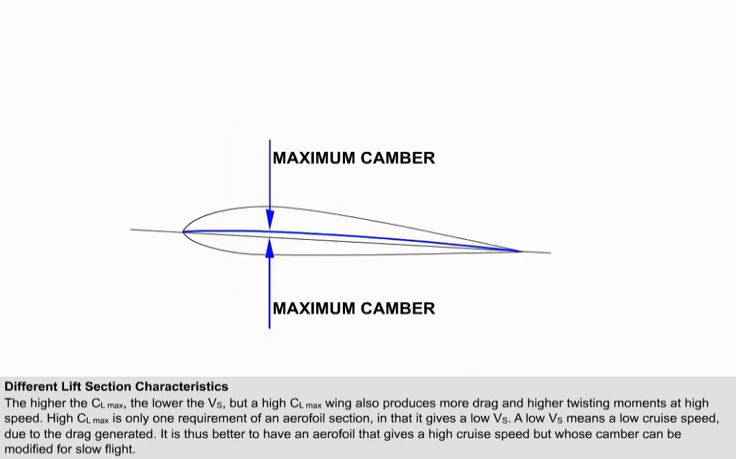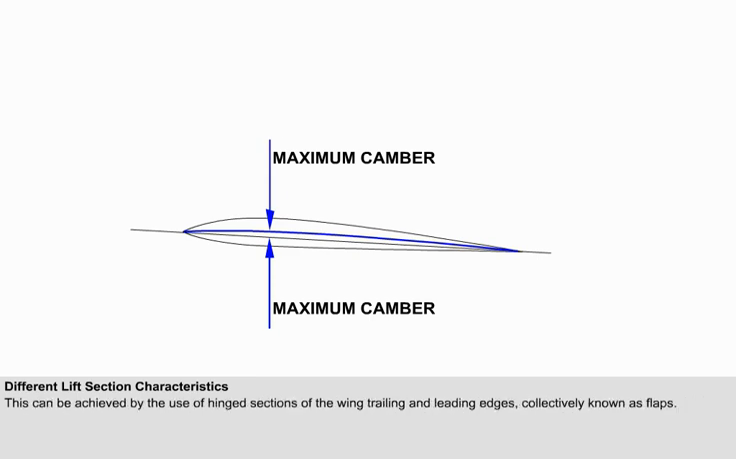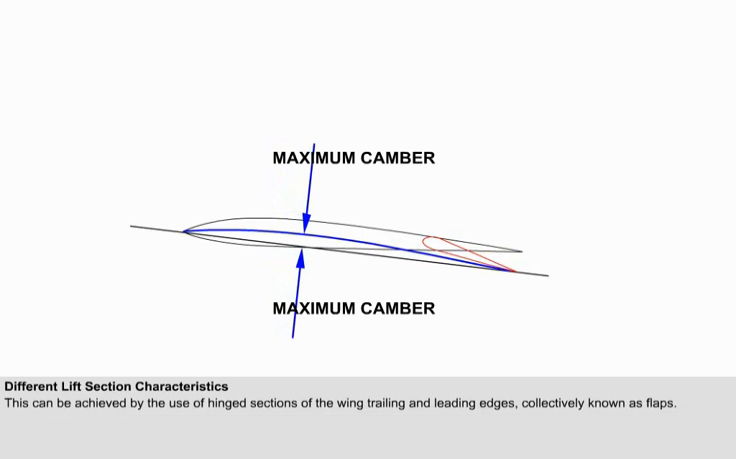With the low VS comes the penalty of a low efficient cruise speed, because of the excessive drag generated. It is thus better to use an aerofoil that is efficient at a high cruise speed, with the ability to increase camber temporarily when it is necessary to fly slowly, such as on the approach. This can be achieved by the use of hinge sections of the wing trailing and leading edges, collectively known as flaps.